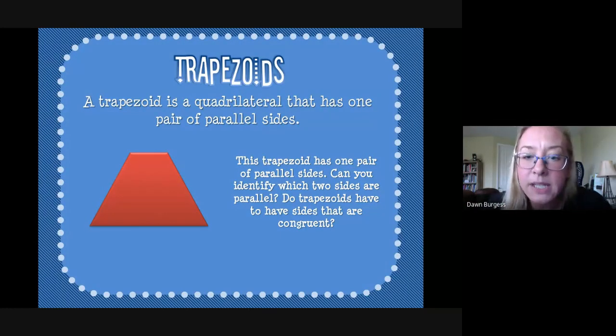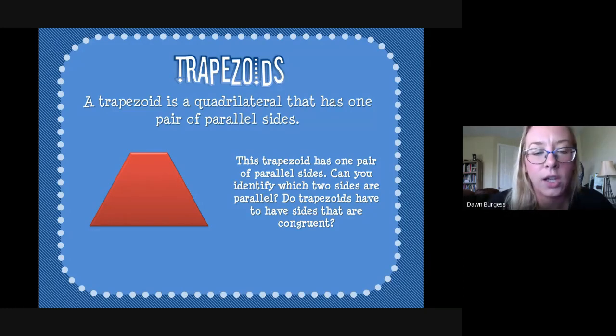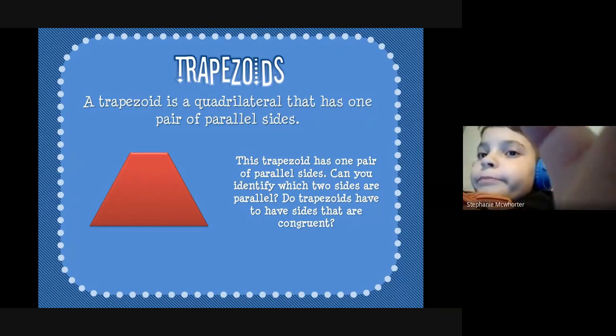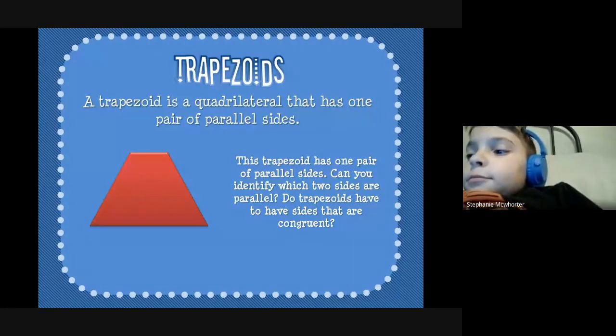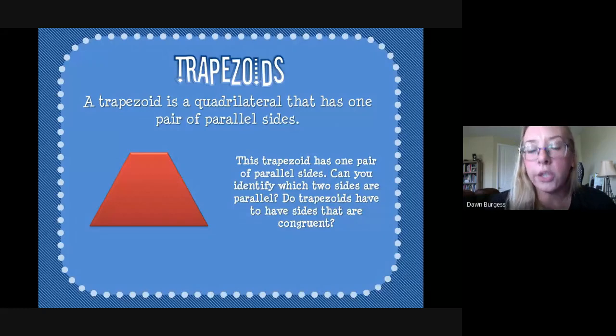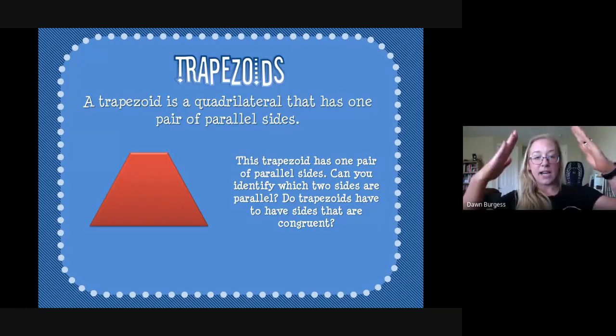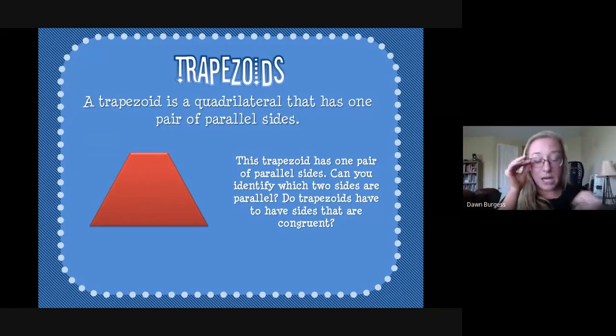Do trapezoids have to have sides that are congruent? What do you think? Yes. Yes? Which sides would you say would be congruent? The top. Okay. You were on the right track, so you can have congruent sides, but they're going to be the sides that are tipped. But sometimes they're not congruent.